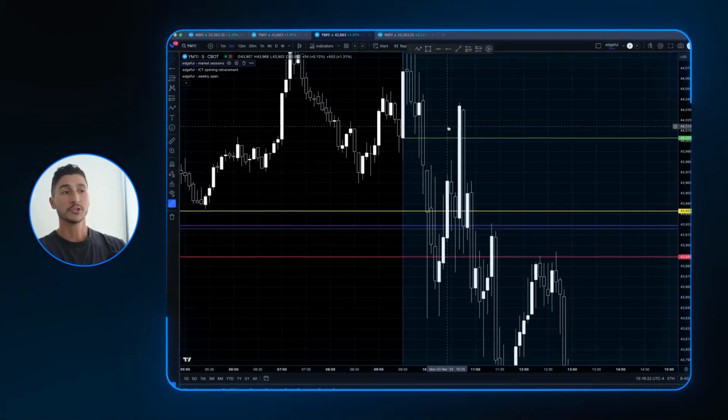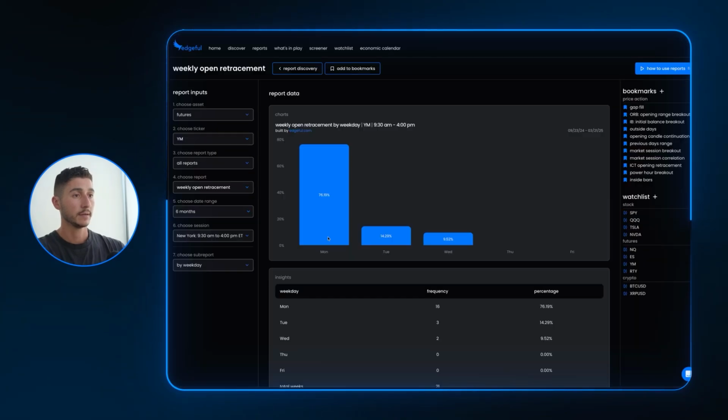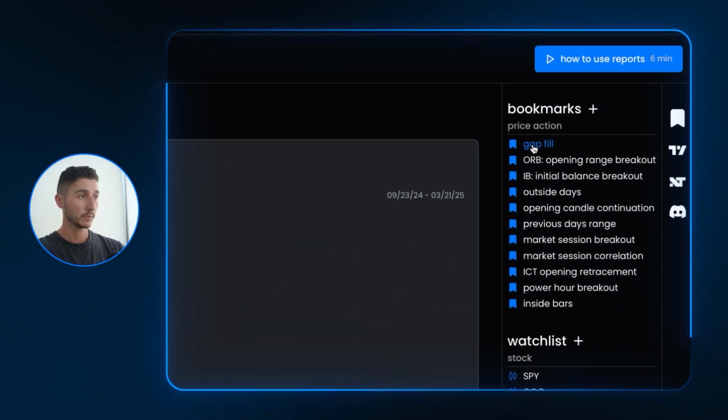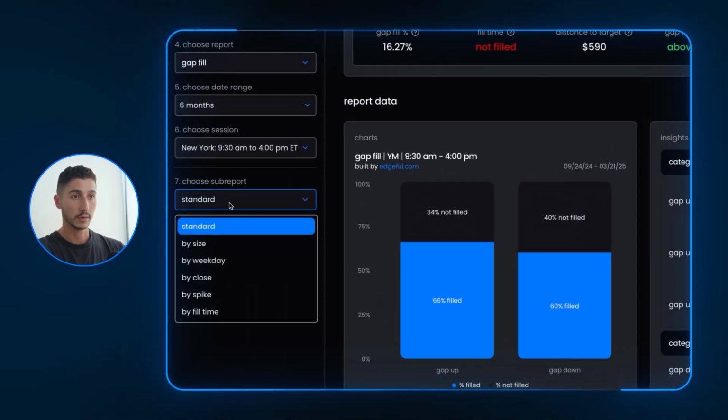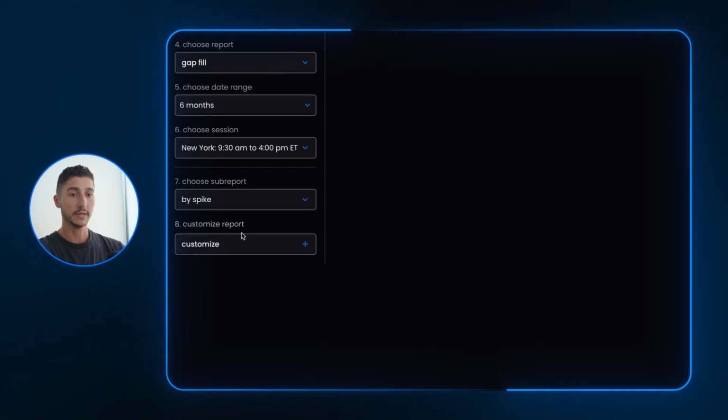Now, in terms of the entry, let's look at the gap fill by spike. So I'm going to my gap fill report. I'm going to by spike.